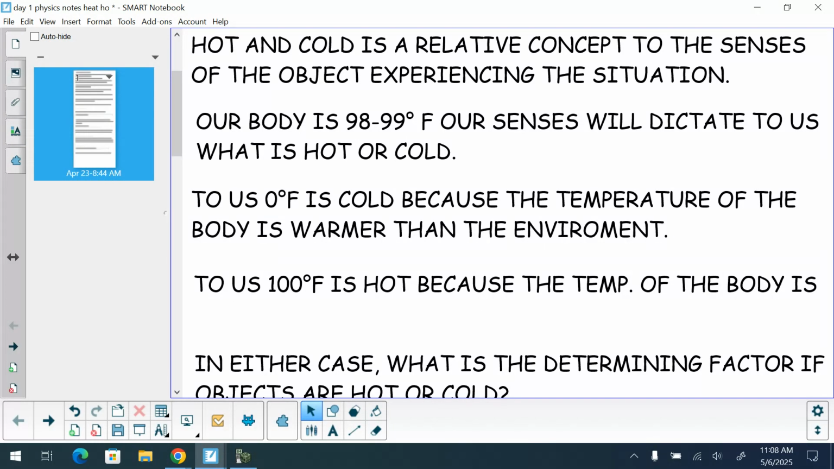To us, 0 degrees is cold because the temperature of the body is warmer than the environment. 100 degrees is hot because the temperature of the body is colder than the environment. So once again, we as humans register things that are hot or cold compared to basically our body and the senses of our body, because we're still at 98 to 99 degrees Fahrenheit. So when you talk about hot or cold, it's a personal thing.